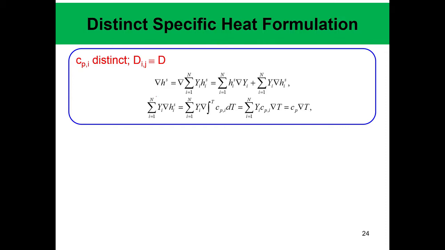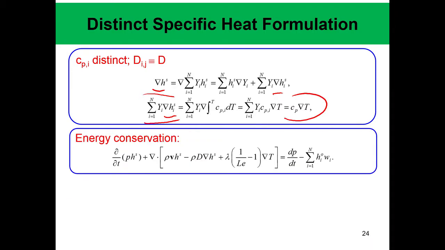So then we can see that we can write this gradient of enthalpy in this form, and we will see that this summation of i equals 1 to n, Yi times gradient of hi, is essentially Cp times gradient of T. And anyways, the final equation that we get, you can also do this derivation yourself, is that under this restriction that our Cpi is distinct but our diffusivities are constant, which is equal to D, we will get this equation.